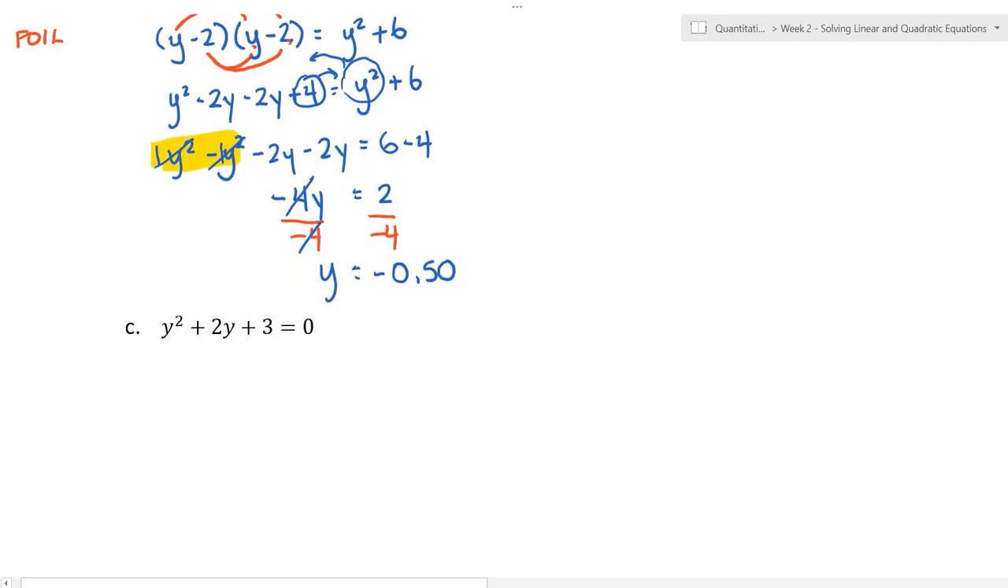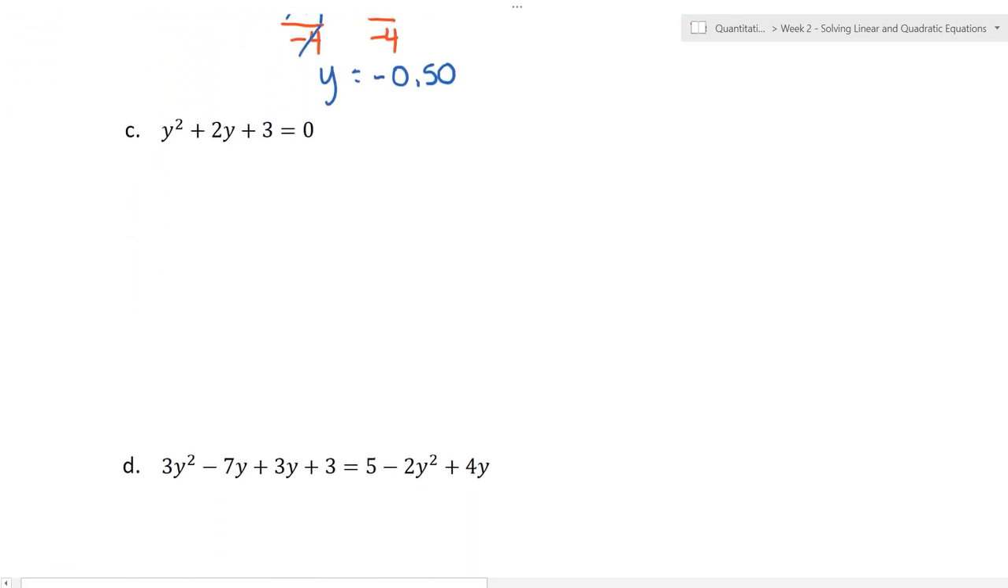But in part C, you'll see that it is quadratic because the biggest exponent is 2, and it's not canceling out with another y squared like it did in part B. So we're going to have to use the quadratic formula. We can't isolate for y here because we have a y squared and a y in our equation.